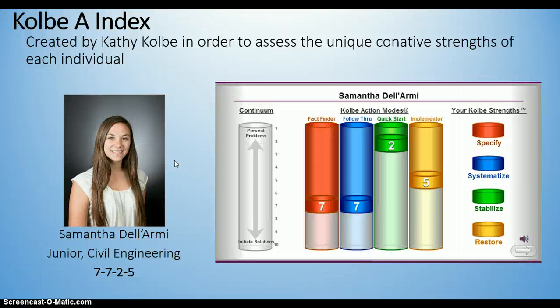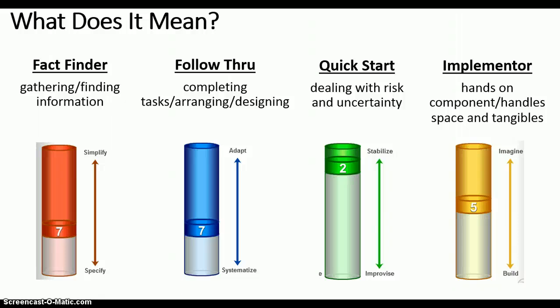So as you can see, these different categories are fact finder, follow through, quick start, and implementer. And based off of my scores on each of these, my Kolbe strengths are to specify in the fact finder category, systematize in the follow through category, stabilize in the quick start category, and restore in the implementer category. So what exactly does all of this mean?